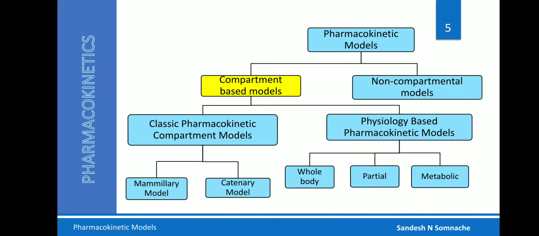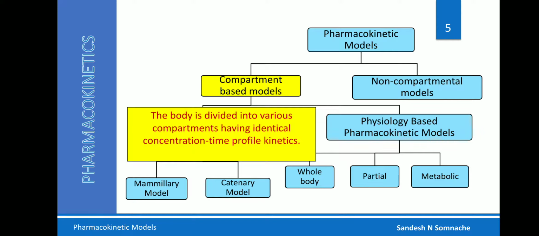Now compartment models. In the case of a compartment model, the body is assumed to be composed of various compartments, and the body is divided into various compartments having identical concentration time profile kinetics. This means the tissues or organs having similar or identical distribution kinetics are considered in one compartment, or they are grouped according to their distribution kinetics.